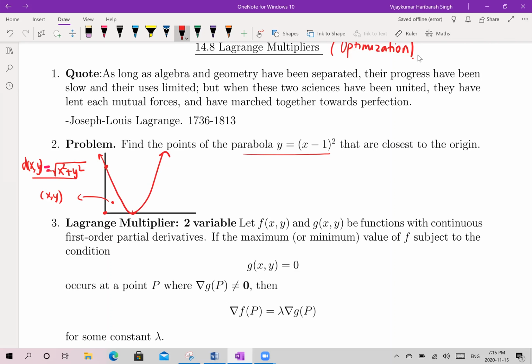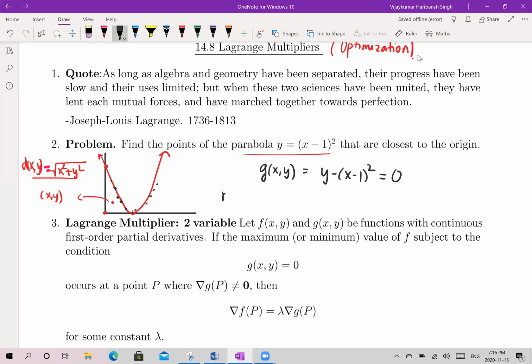But along with that, we have one more restriction, or constraint. The constraint is that this point should come from the parabola. So the point cannot be arbitrary, but it has to come from the parabola here. So in this case, g of (x, y), you can call this y minus (x minus 1) squared equals 0.